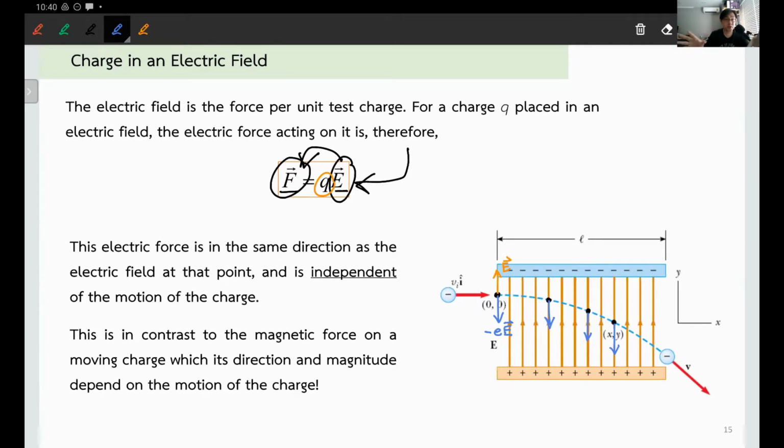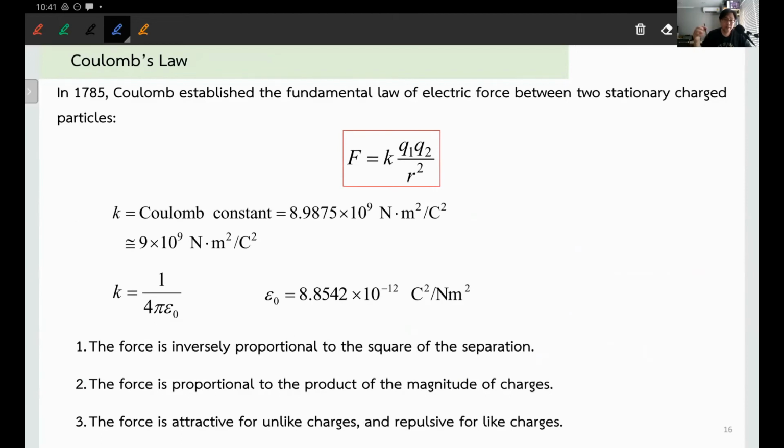But for the electric field, we are focusing on the charge. For the gravitational field, we focus on the mass. It's just different properties. So it's sort of coming back full circle now.